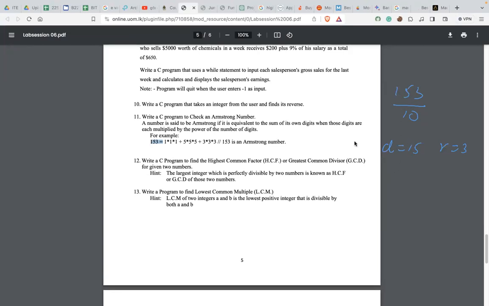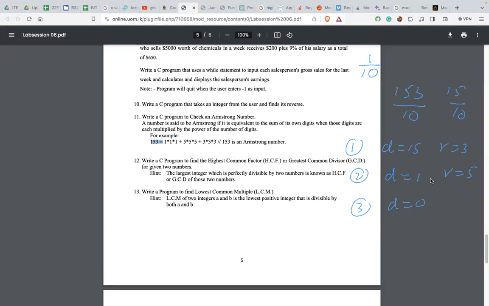Okay, then still 15 is positive, that means not 0. That is the first iteration. Again, try to divide this by 10. Once you divide 15 by 10, you will get 1 as the quotient and 5 as the remainder. That is the second iteration. In the third iteration, still this is not 0, so again try to divide by 10. That means 1 divided by 10, the quotient is 0.